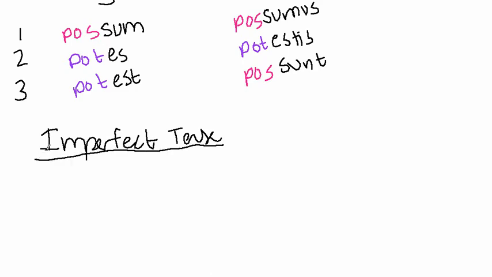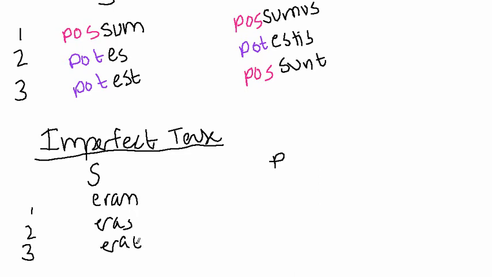Let's write down all our forms for the imperfect tense of sum. But first we have to write our chart. Sorry, I did that in the wrong color. It's okay though. Eram, eras, erat, eramus, eratis, and erant.